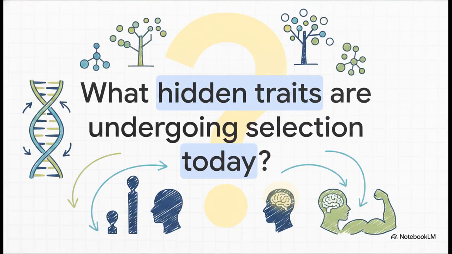So, we've seen how these random mutations arise, how selection guides them, and how population dynamics permanently cement them into our biology. But remember, evolution didn't just pack up and stop a few thousand years ago. It is an ongoing, non-stop process. So I want to leave you with this final thought. If our DNA is a living, continuously updating record of our history, what hidden traits do you think are undergoing positive selection in humans right now?